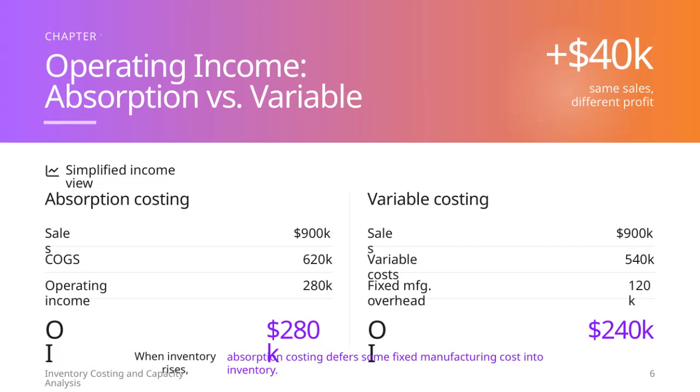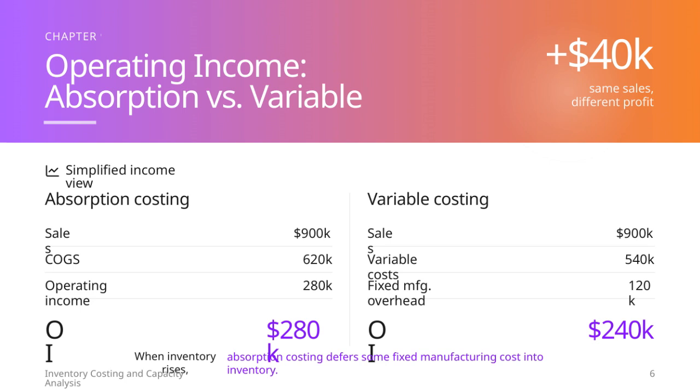On this slide, we're comparing operating income under absorption costing versus variable costing with the same sales level. Under absorption costing, sales are $900,000, the cost of goods sold is $620,000, which leaves us with an operating income of $280,000. Meanwhile, under variable costing, sales remain at $900,000, but variable costs total $540,000, and fixed manufacturing overhead is separately accounted for at $120,000. This results in a lower operating income of $240,000.